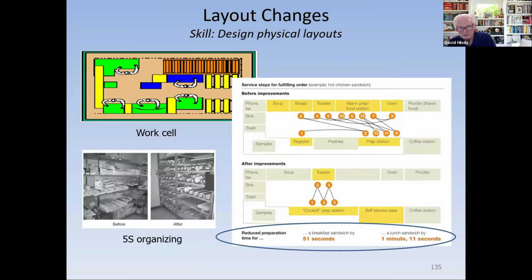All right, now here's the first of the three general flow improvements, layout changes. And the skill is designing physical layout. So you've already done that in a certain sense with 5S organizing, because there was some layout involved, how things are laid out in a physical space. But some of the common layout solutions for lean, you have this idea of a work cell, where you'll often see people that are all lined up in a row. It could be in an office.